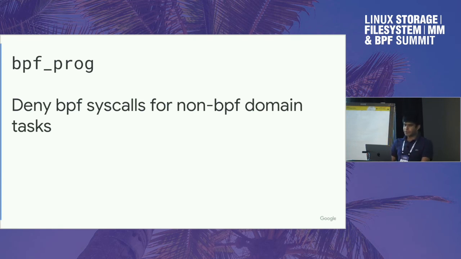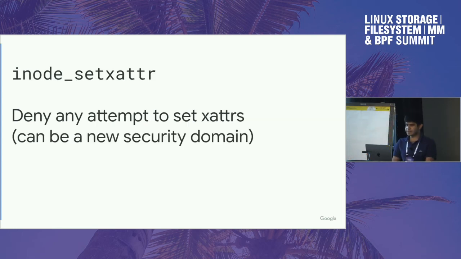Then the bpf_prog hook for the BPF syscall does what we want: you deny BPF syscalls from processes not in the BPF domain. And then you also deny any attempt to set new extended attributes. You could create a new domain, like a trusted executable that is allowed to set xattrs. But for simplicity, you can just disable it and set this xattr in a trusted environment where you're creating the image.